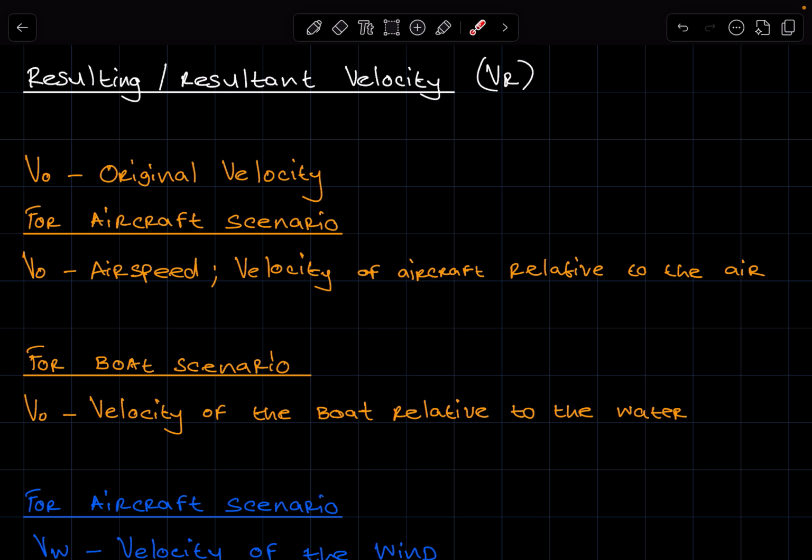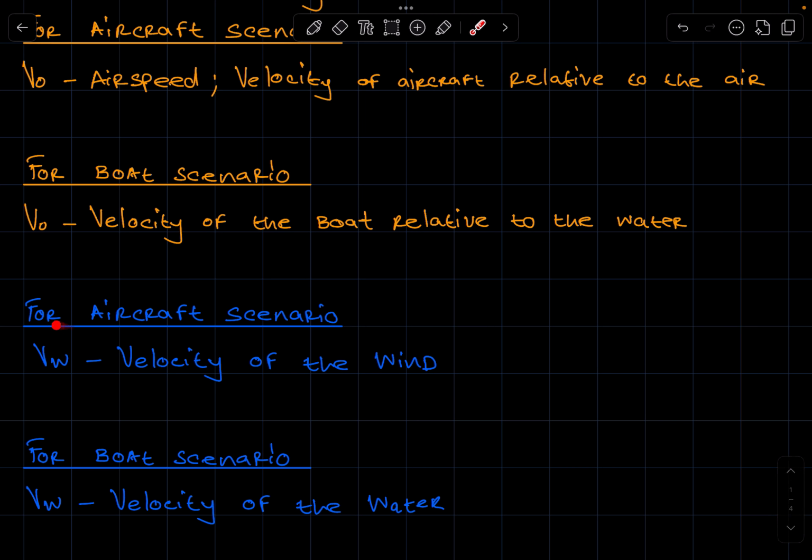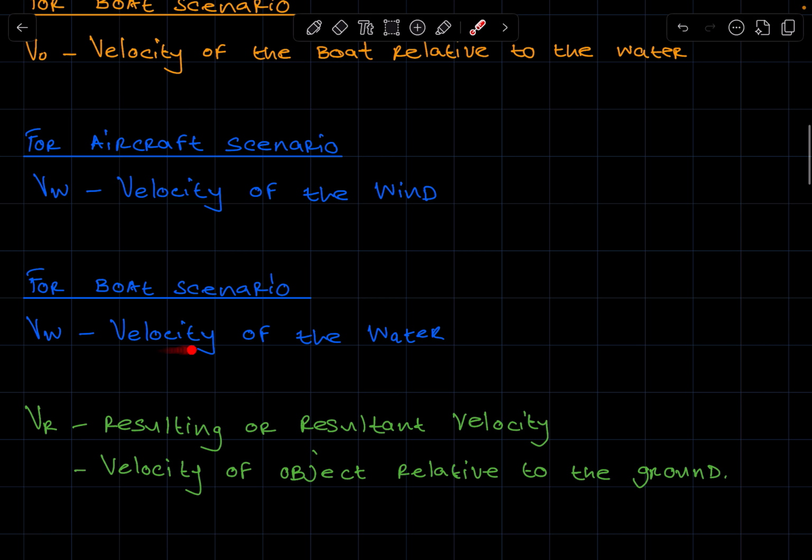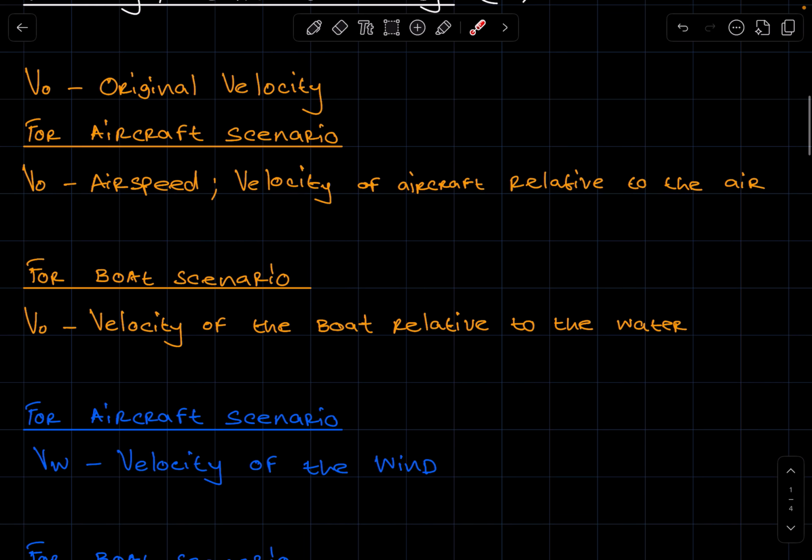Now when looking at exercises related to resultant or resulting velocity for engineering science N4, we need to take note of the fact that VR is the vector sum of two velocities, and those two velocities will be VO, which is the original velocity, and VW, which will either be the velocity of the wind or the velocity of the water, right?